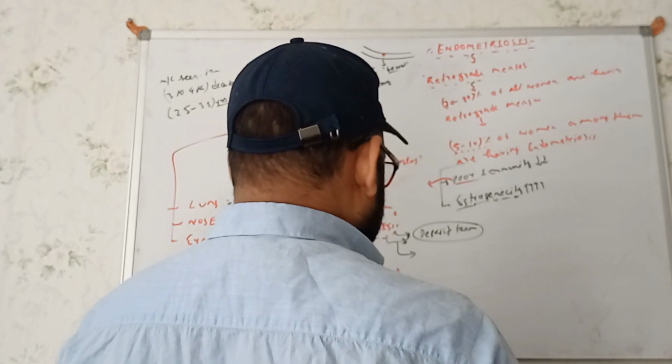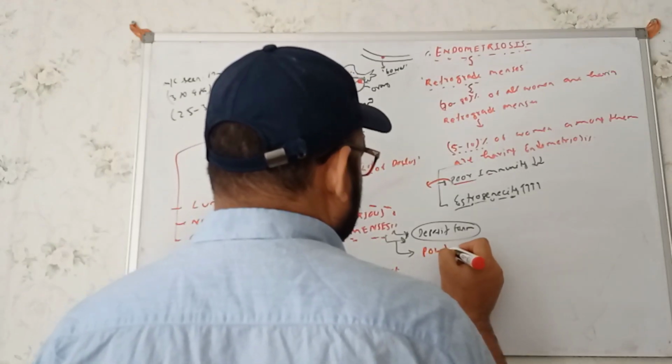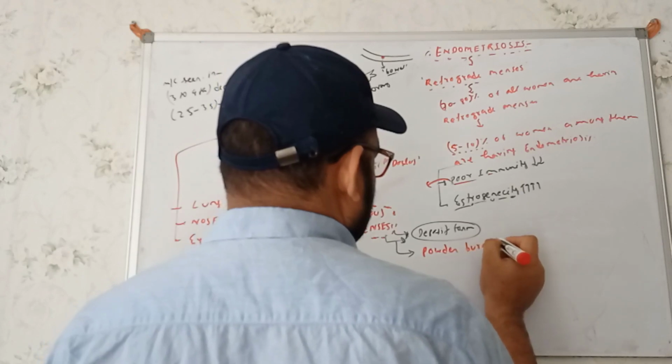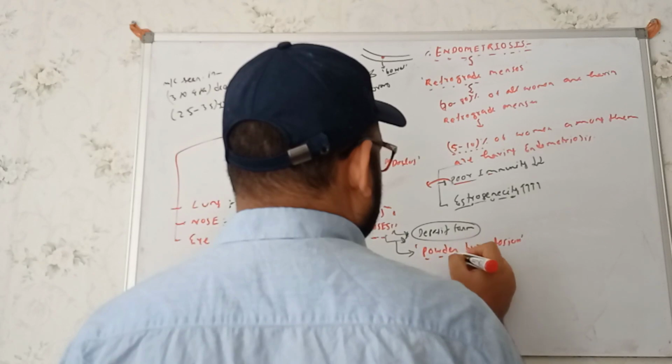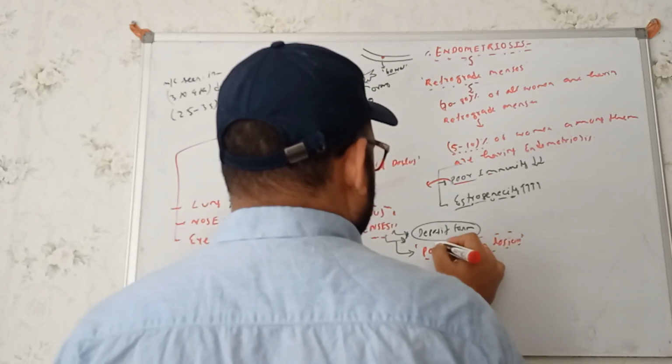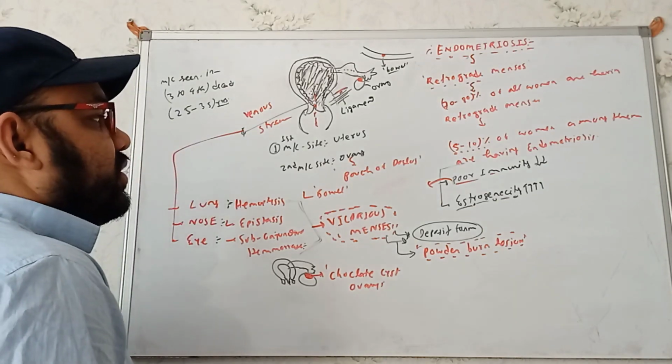Another thing we'll see over here is known as powder burn lesions. We'll get some blackish spots over here, known as powder burn lesions. Now let's go to the pathophysiology part.